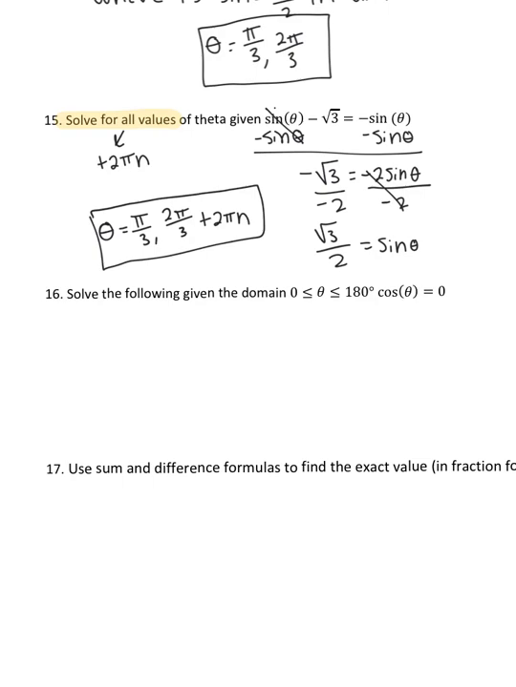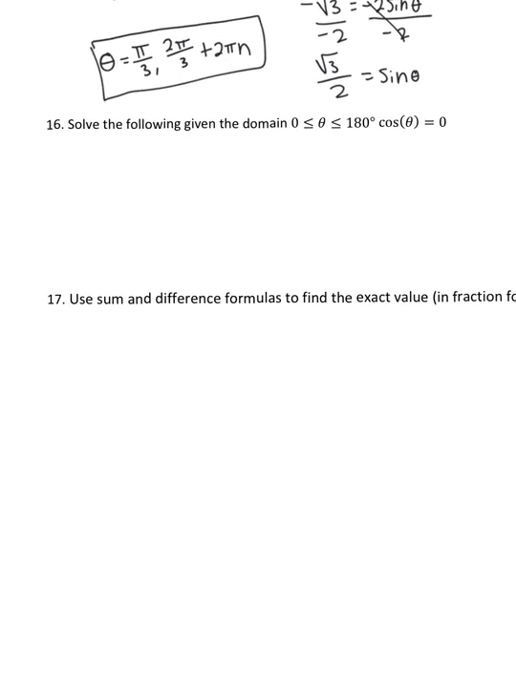Okay, number 16, I'm solving the following given the domain. And I'm looking for where cosine of theta is equal to 0. So this domain from 0 to 180 is talking about quadrant 1 and 2, including all of the points. So any point that is either on the edges of 0 and 180, so they're touching 0 and 180, or they're in between, is a valid thing to be looking for. And it wants to know where is the cosine value equal to 0.